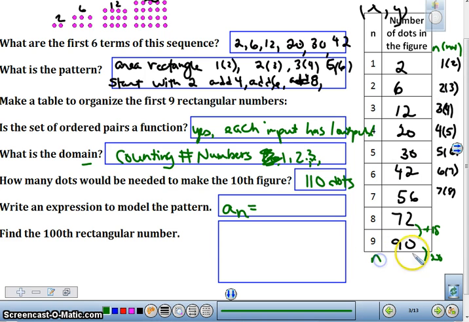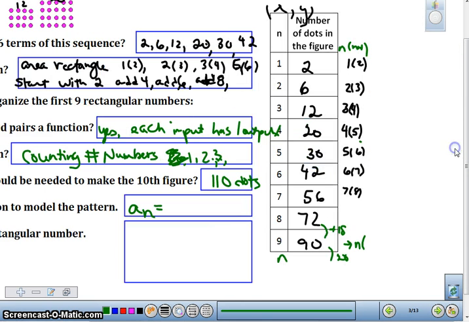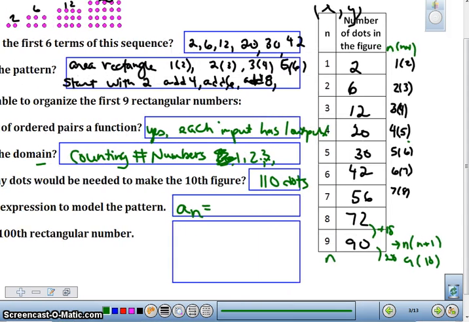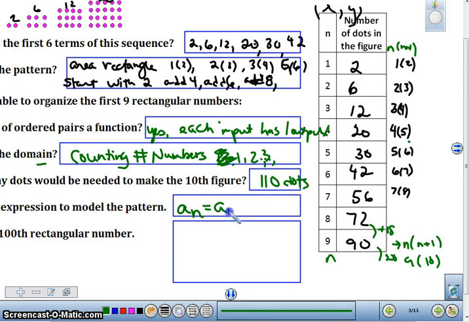If it's 9, how did we get this answer? We took 9 times, and if we are thinking about that, 9 times n plus 1 would be 9 times 10. So what is our pattern for this model? It is a sub n, or usually we're going to write it as just our n term, times n plus 1.